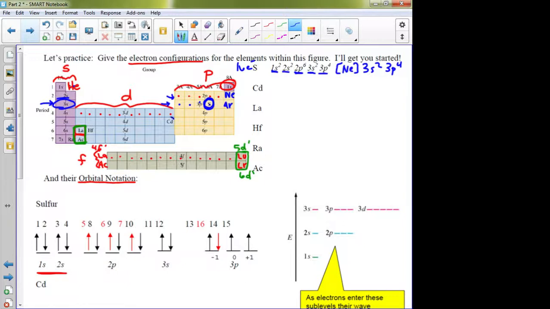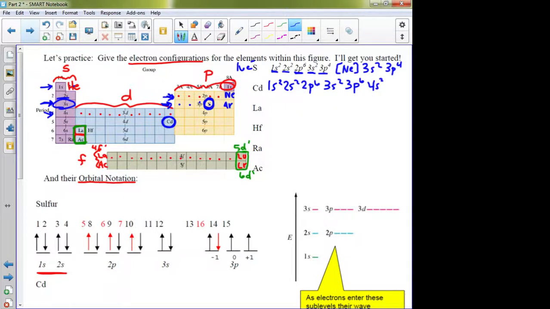So the next one we're going to do is cadmium. Okay? So cadmium is number 48 on your periodic table. All right. So let's start it. What am I going to start with? 1s2. What comes next? 2s2. What comes next? 2p6. What comes next? 3s2. What comes next? 3p6. What comes next? 4s2.